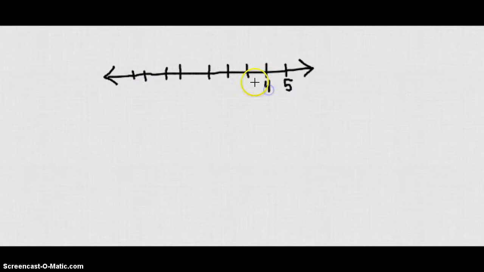Alright, so let's say we graph the numbers 3 and 5 on a number line. I'll put 5 here, 4, 3, 2, 1, 0, then go all the way to -5. These are all negatives. Alright, so we have 3 and 5.